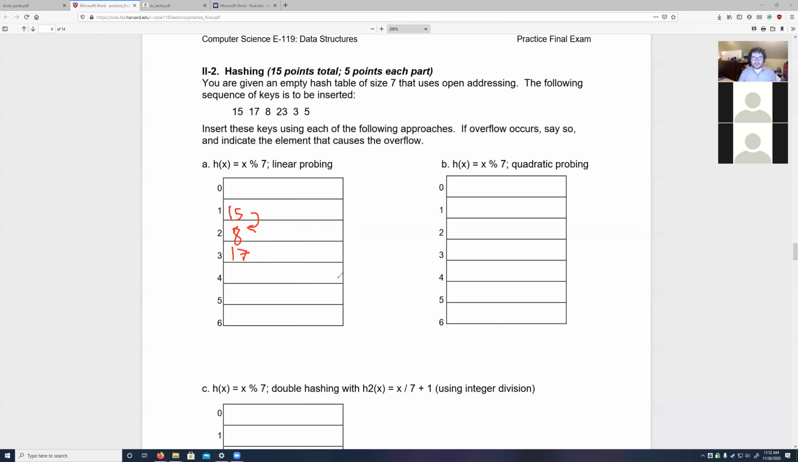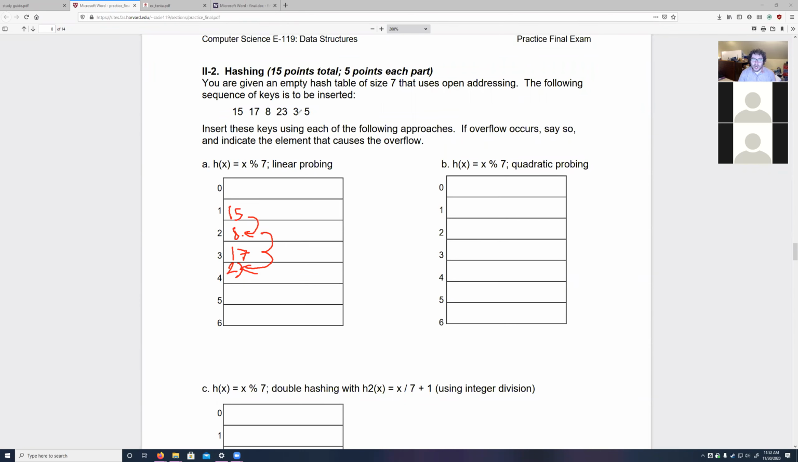Next, we have to put in 23. The closest multiple of 7 to 23 is 21. So 23 minus 21 is 2. In fact, what I'm going to do to draw this is put 8 over here and just indicate that 8 really wanted to go here, but it couldn't. Nah, the way I had it was better. So 23 wanted to go here, but it couldn't. So we look for the next available space. That's taken. So we put 23 over here.